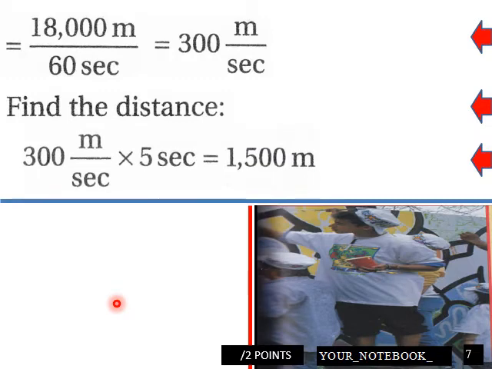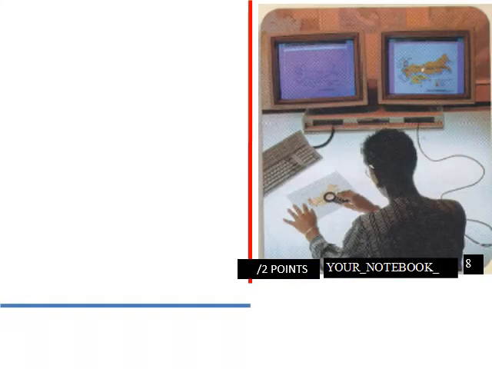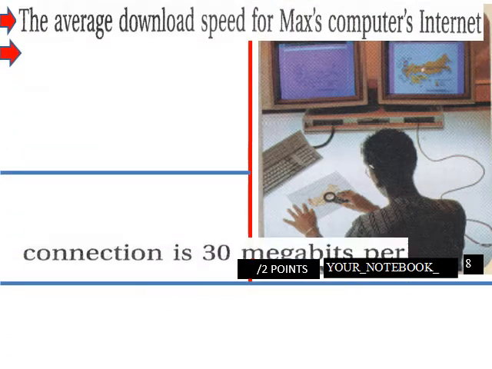Find the distance. So we have 300 meters per second times 5 seconds would equal 1,500 meters. We got meters per second due to that conversion factor.